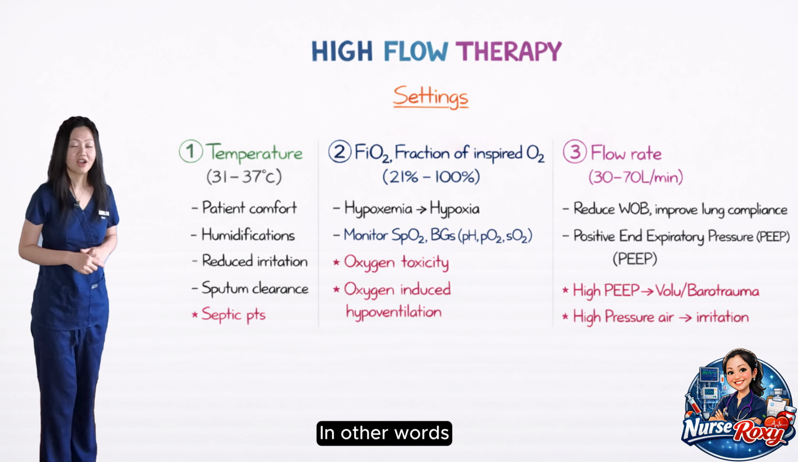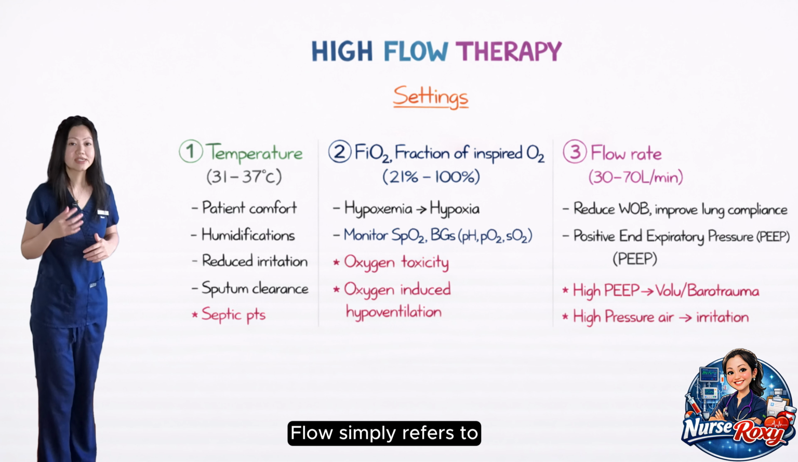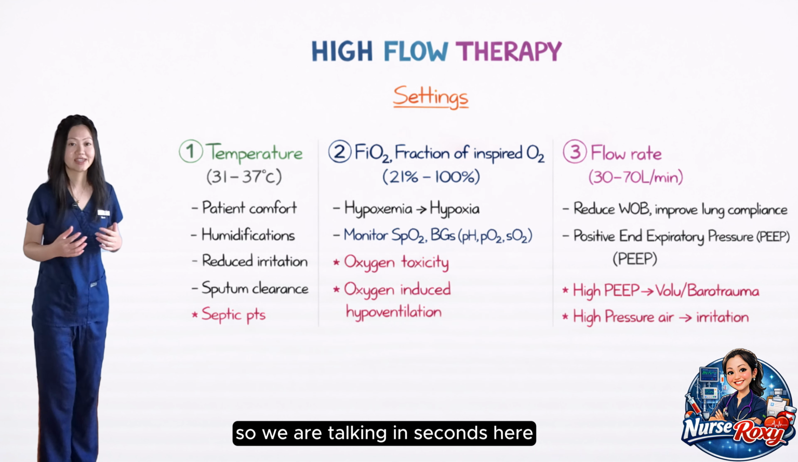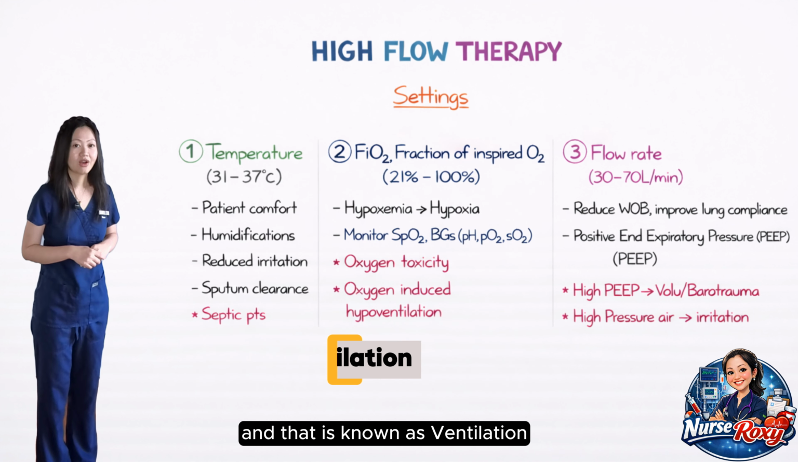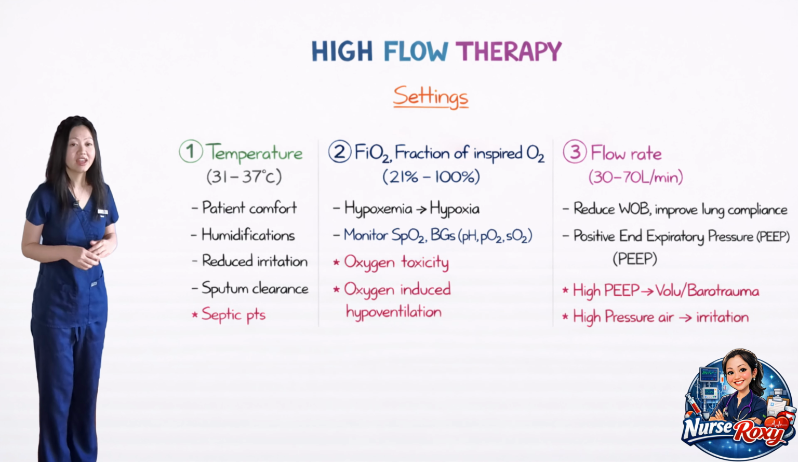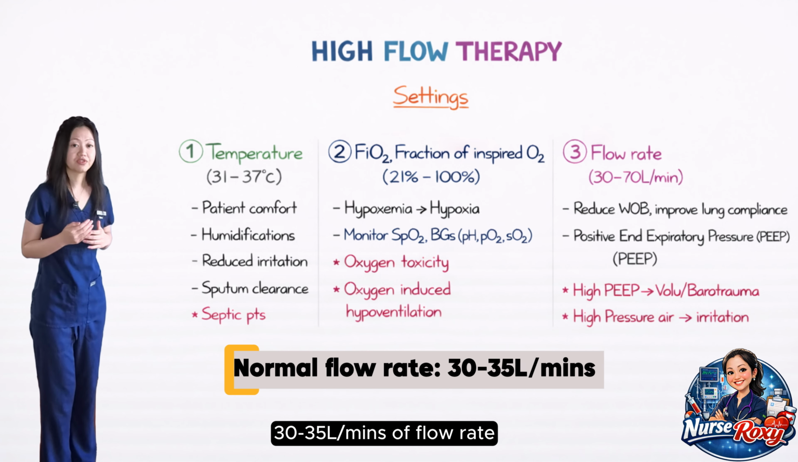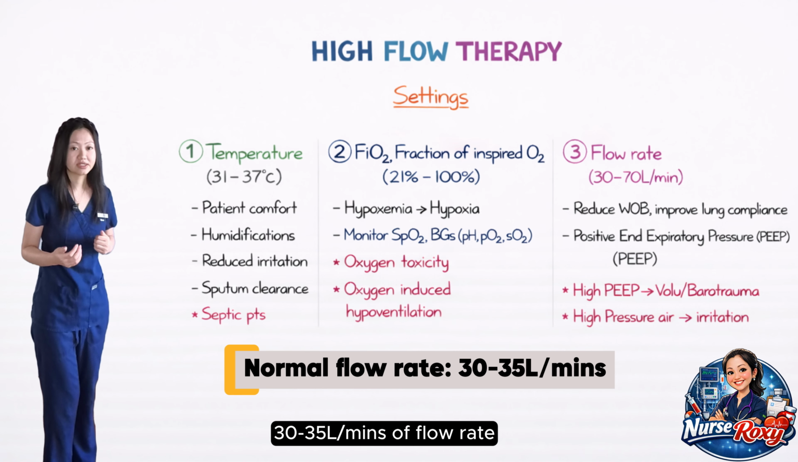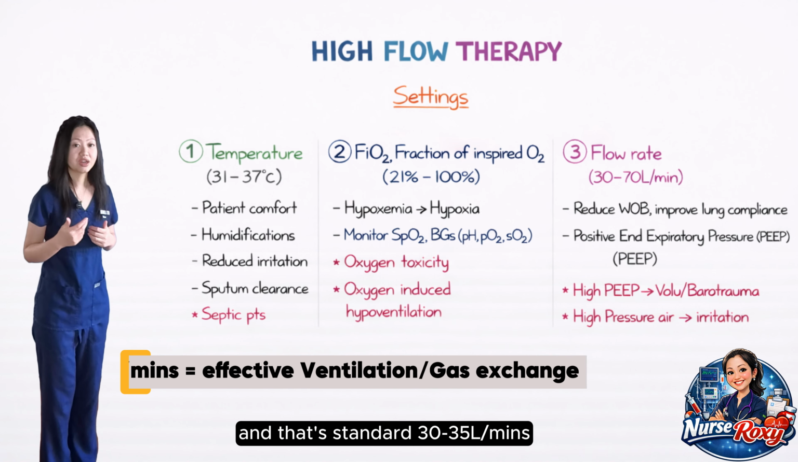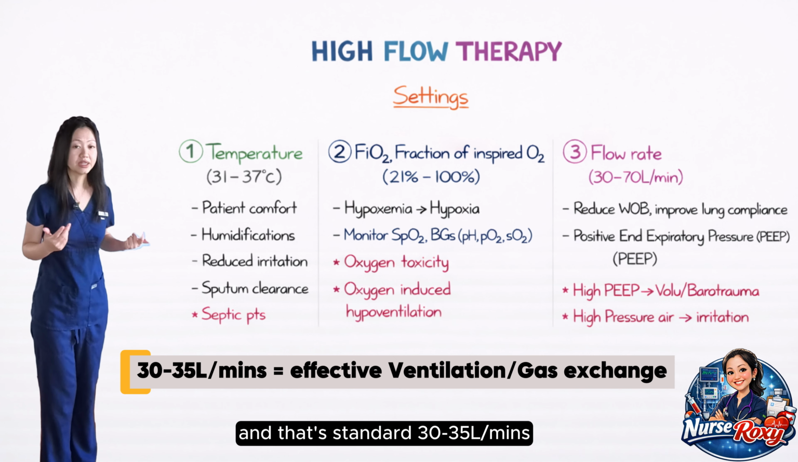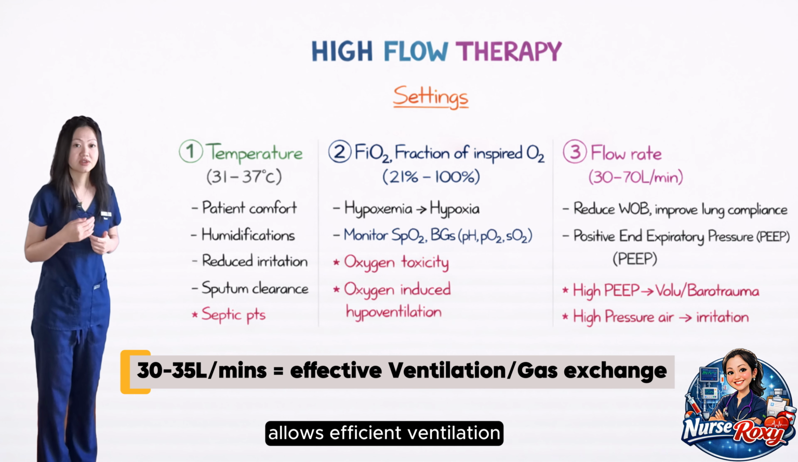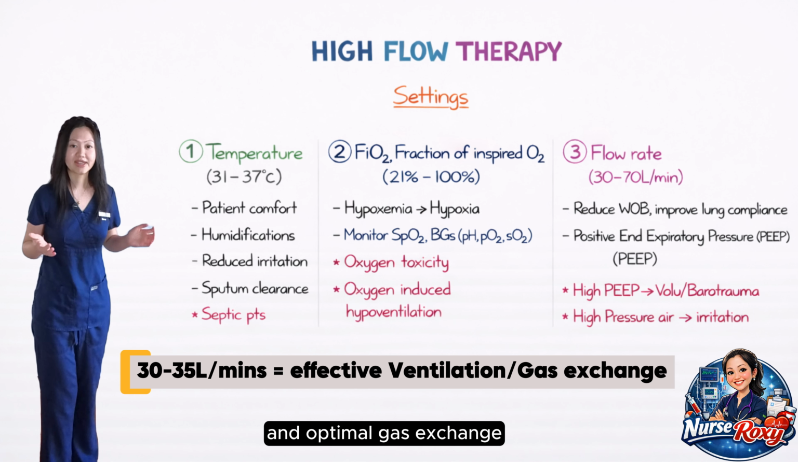In other words, flow simply refers to the speed that it takes for the air to move in and out of the lung. So we are talking in seconds here, and that is known as ventilation. In healthy adults, we usually generate between 30 to 35 liters per minute of flow rate, and that standard 30 to 35 liters per minute allows efficient ventilation and optimal gas exchange.